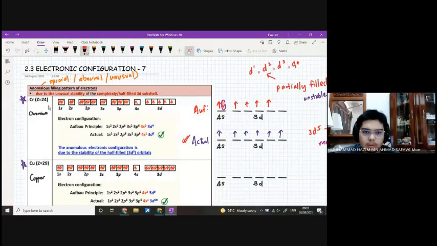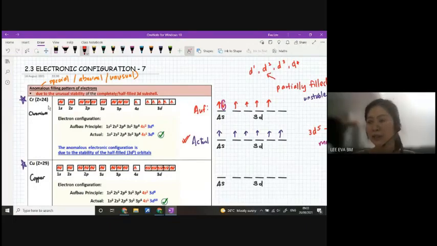So basically speaking, when all the orbitals are filled with electrons, it'll be more stable. Yes. It's like your group 18, right? Why do we say noble gas is very stable? Because all the electrons are filled. All the orbitals are completely packed.